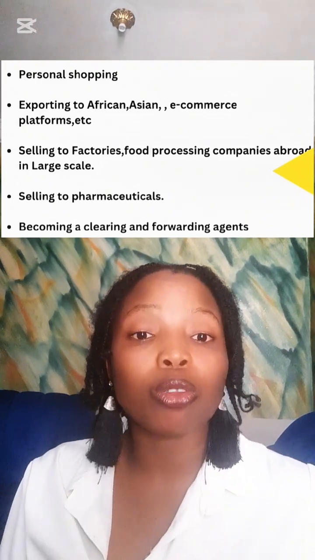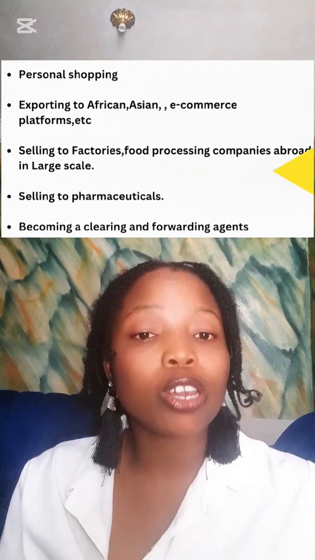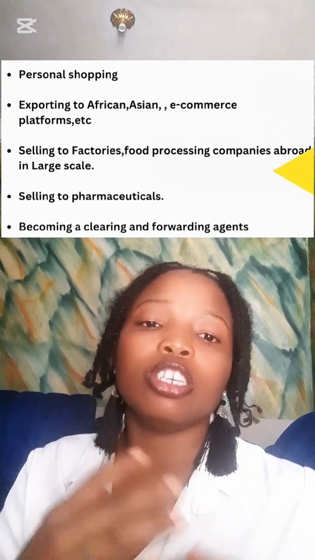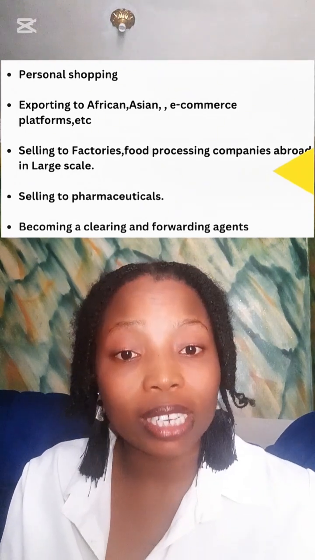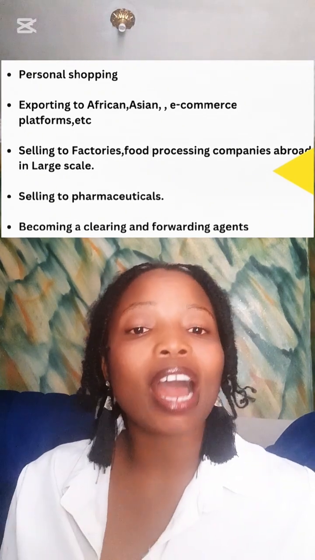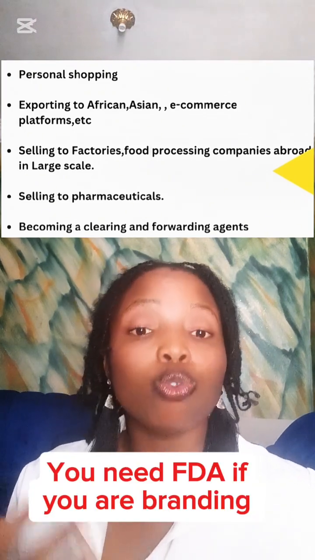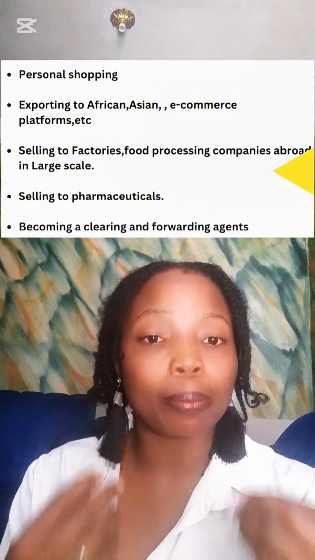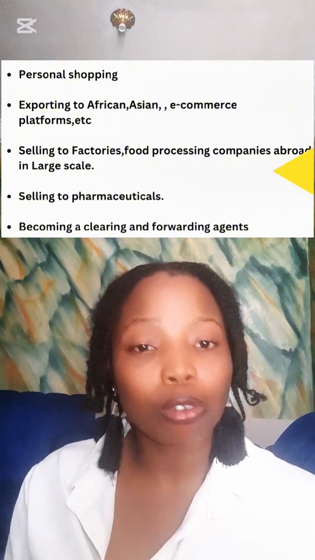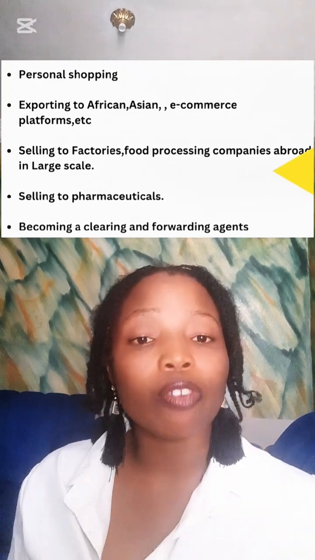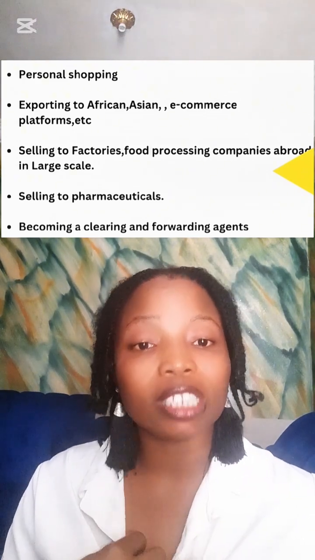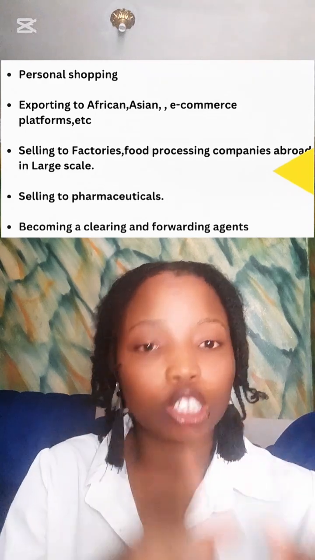A personal shopper does not send to stores. He or she sends to individuals. And in this, you don't need a document. The only document you need is a business name registration. If you don't have a business name registration, you can still export. Once you secure a contract, you sign contracts with your buyers, you buy for them, you give to shipping companies, while shipping companies use their own documents to ship for you.